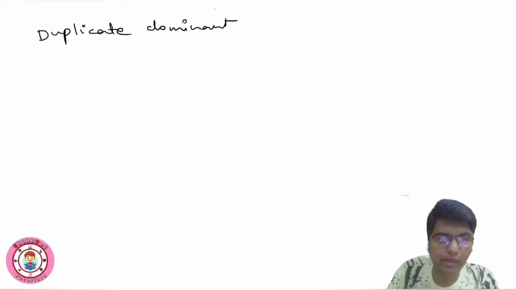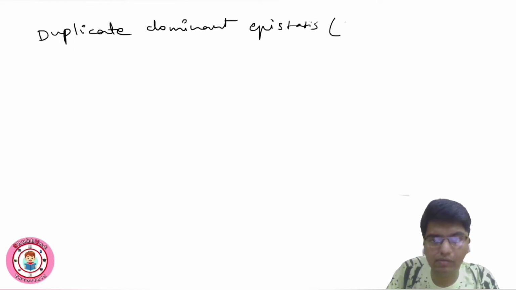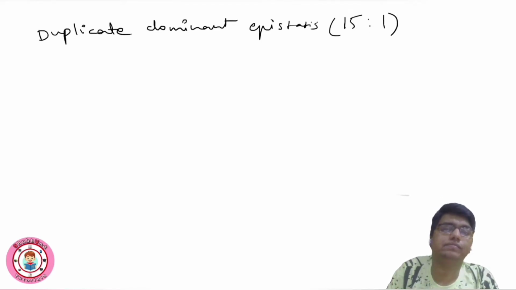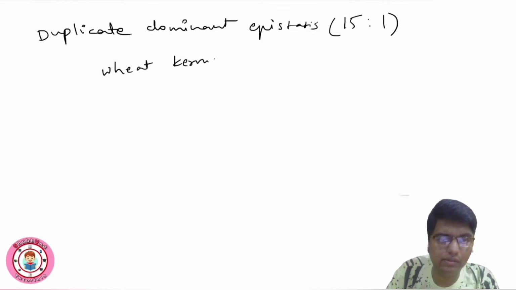Now the next is duplicate dominant epistasis. In this the ratio is 15:1. The example is wheat kernel color.